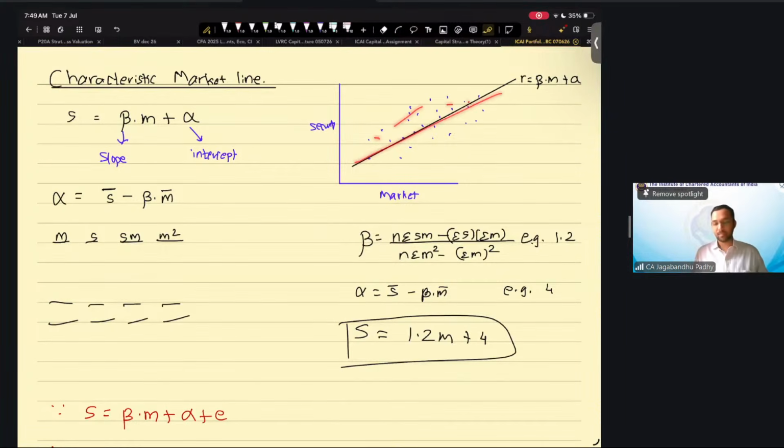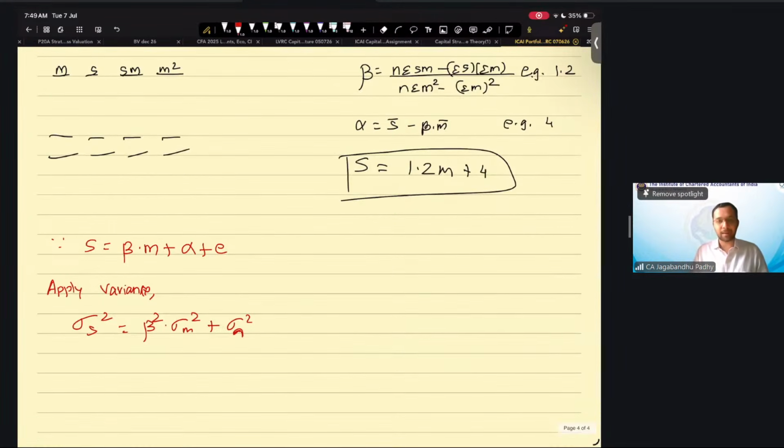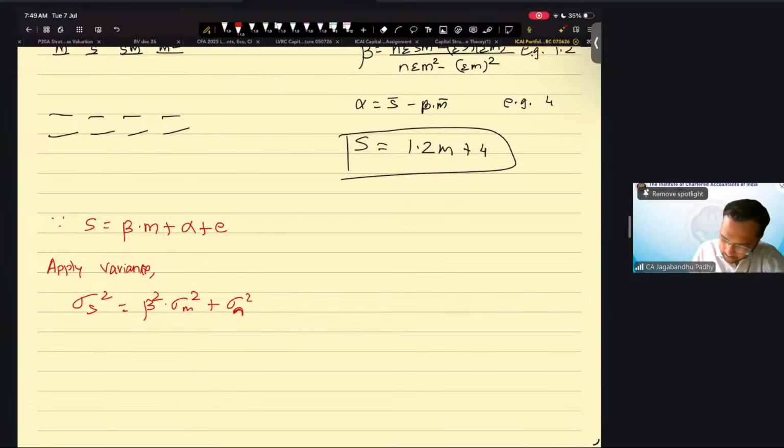because you see the line is not touching all the points. There is always a certain gap that you see between the point and the line. All of them are nothing but the error terms. If you want to see the expected return, then it is beta into market plus alpha. But when you want the actual security return, I need to include the error term in this also. And this error term is also going to be considered in the variance.